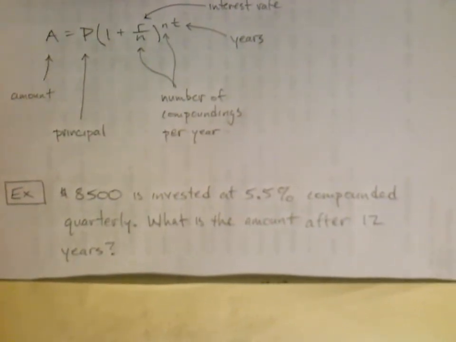Let's say $8,500 is invested at 5.5% compounded quarterly. What is the amount after 12 years? Okay, so we've got this $8,500. Who knows where it came from? We just stick it into this, maybe it's a mutual fund, like in the stock market or something. I don't know. But whatever happens, it gains 5.5% compounded quarterly for the entire 12 years.